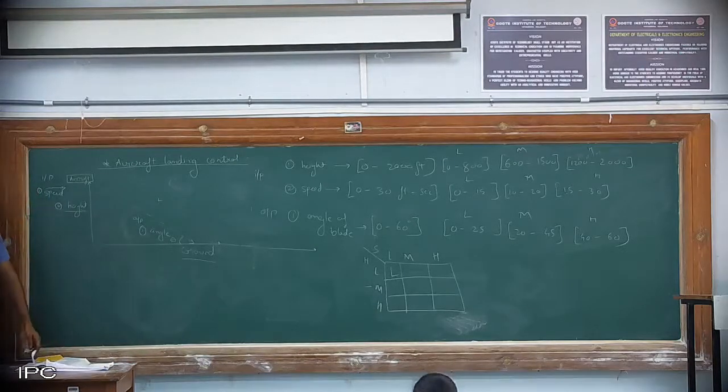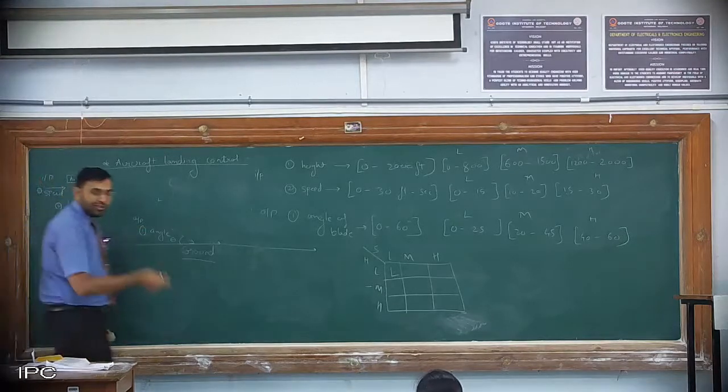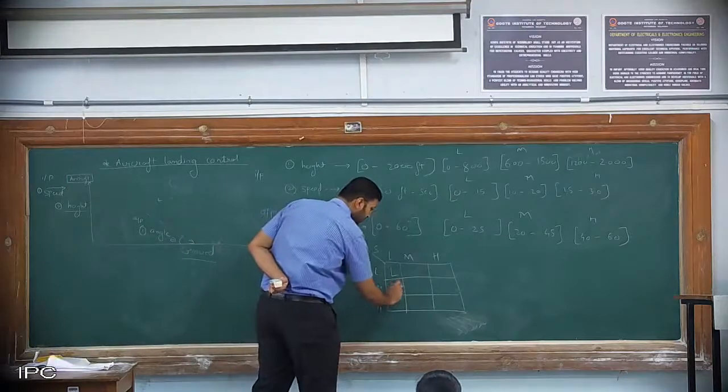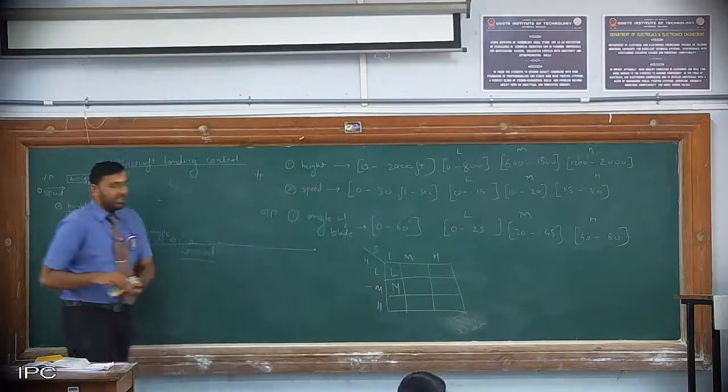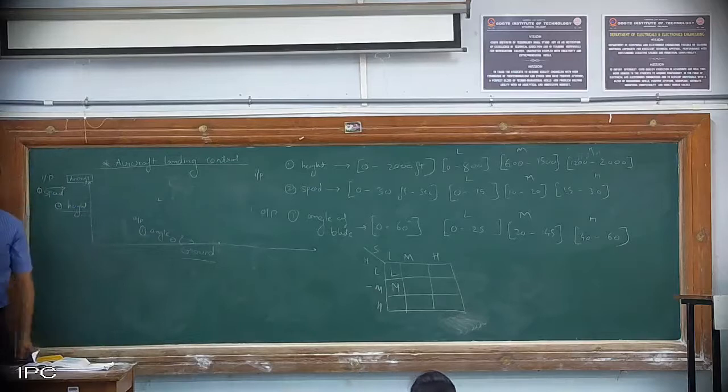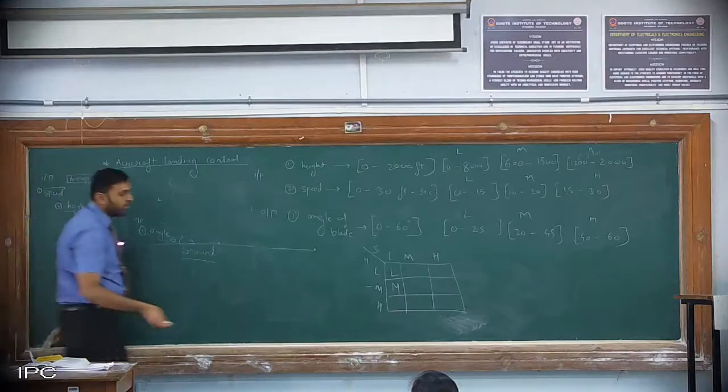Initially it was low, so you came down here properly, speed was also low. Now speed is low but height is more, so what you have to do? It has to come like this, right? So angle has to be medium, a bit more than low. So let us say that it is medium. Now height is high. You want to touch down here. It has to come at this angle, right? So it should be high.